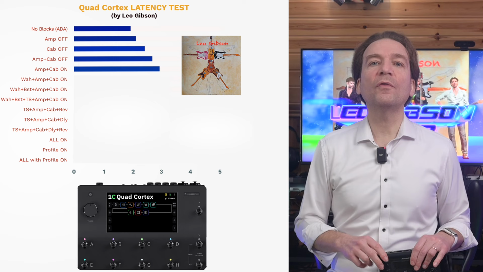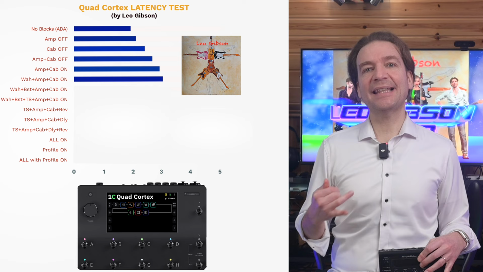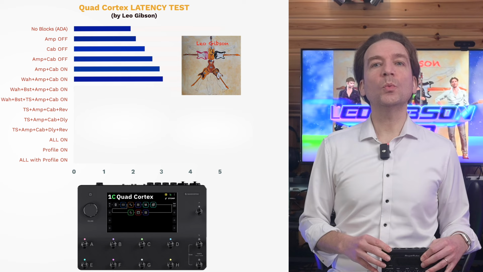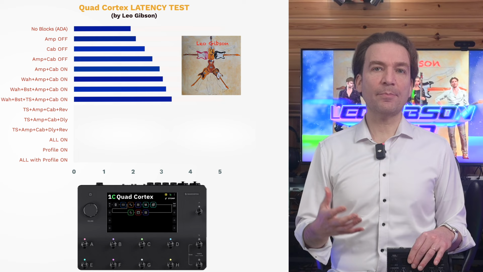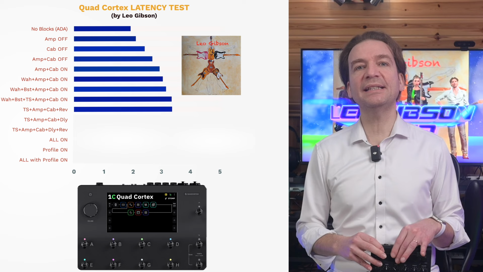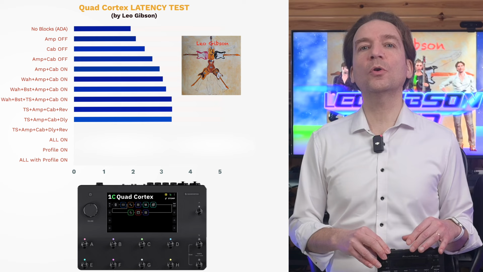If we add a wah-wah, we add less than a millisecond of latency. Adding a wah and the booster, we reach 3.2 milliseconds. With also a tube screamer, we reach 3.4. Then, with just the tube screamer, the amp and the cab, and a reverb, we have 3.4 milliseconds. Exchanging the reverb with the delay, we have still 3.4 milliseconds.